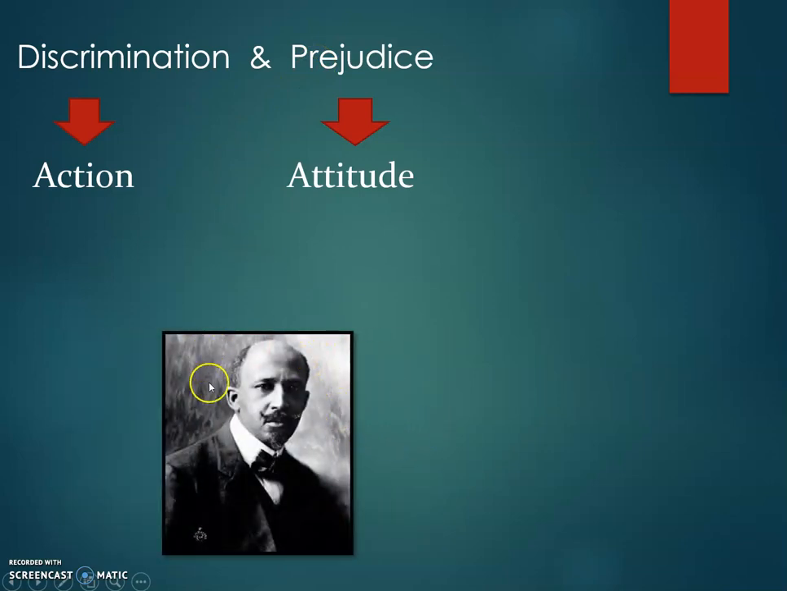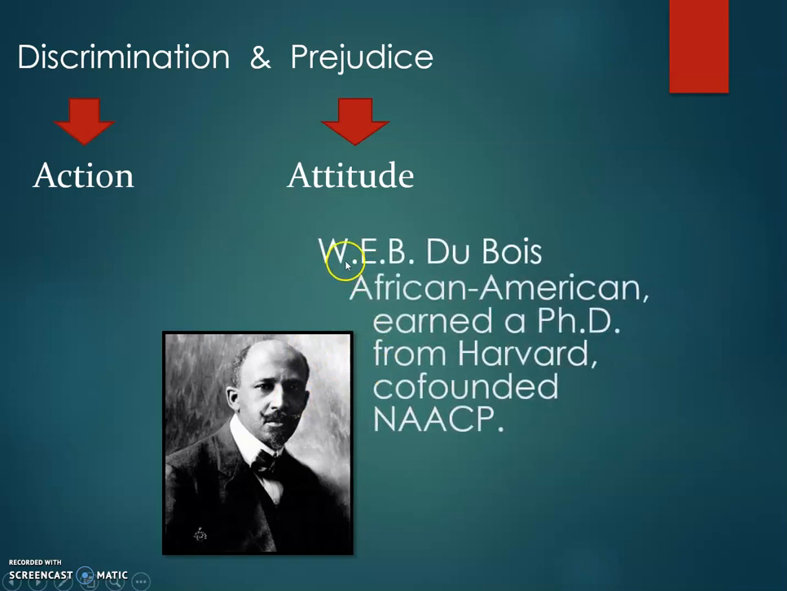Let's talk about this individual right here. He fought discrimination and prejudice for a very long time. He's a very famous sociologist, author. His name is W.E.B. Du Bois. He's an African American. He earned a PhD from Harvard, and he was a professor in Atlanta. And he co-founded what is known as the NAACP. Now, if you don't know what that stands for, it's for the National Association for the Advancement of Colored People.